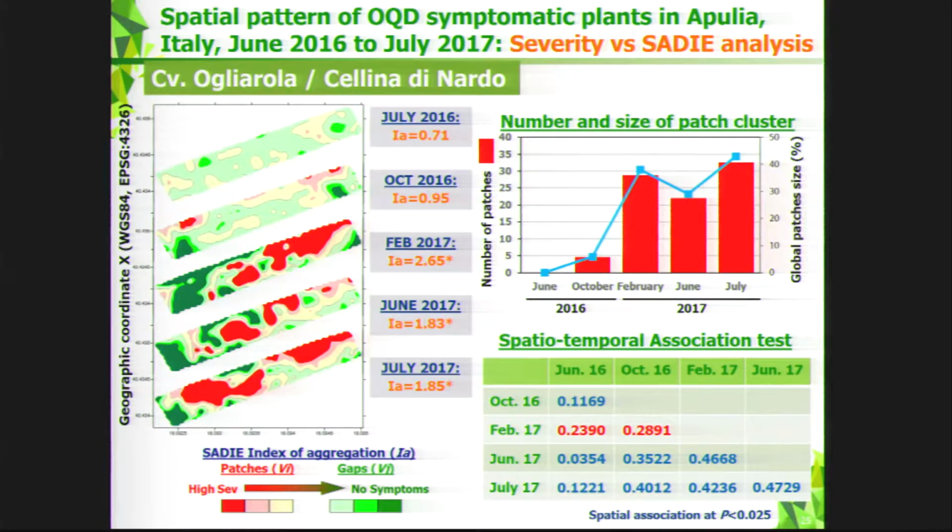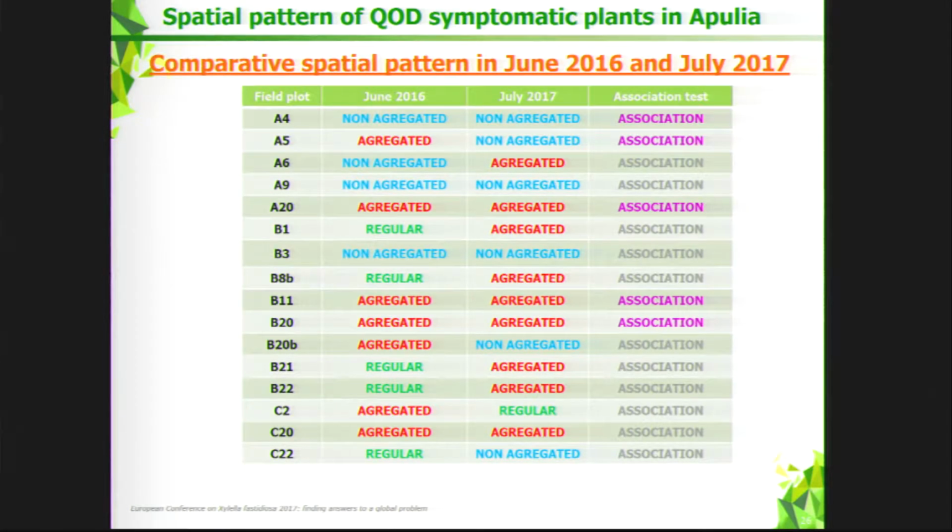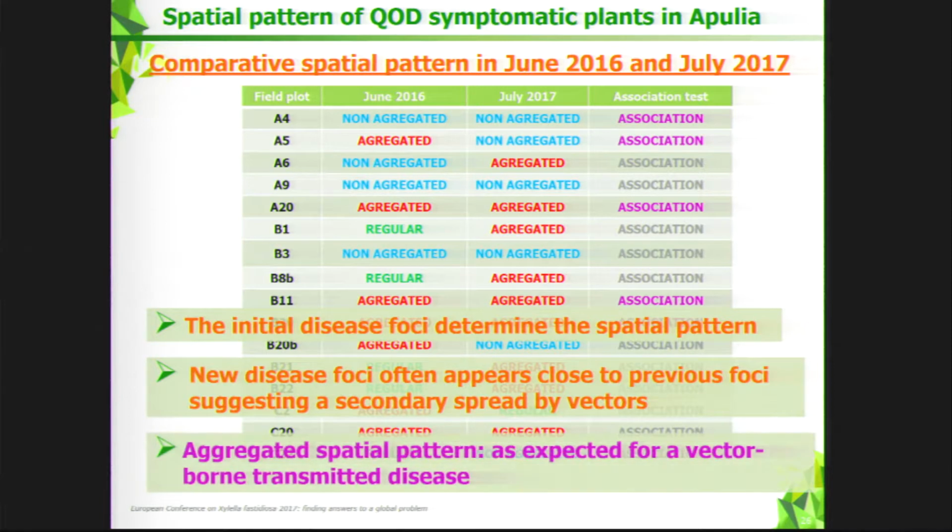This is another example, also a mixture of two susceptible cultivars, the same situation, also association, particularly in consecutive disease assessments, but not when we go further. To summarize, we have an initial situation with a variety of spatial patterns in the different plots, and at the end, some changes, others not changed, but three very simple messages to finish.